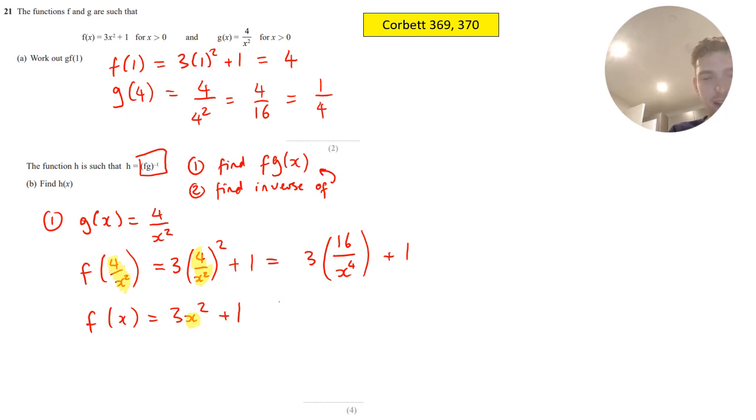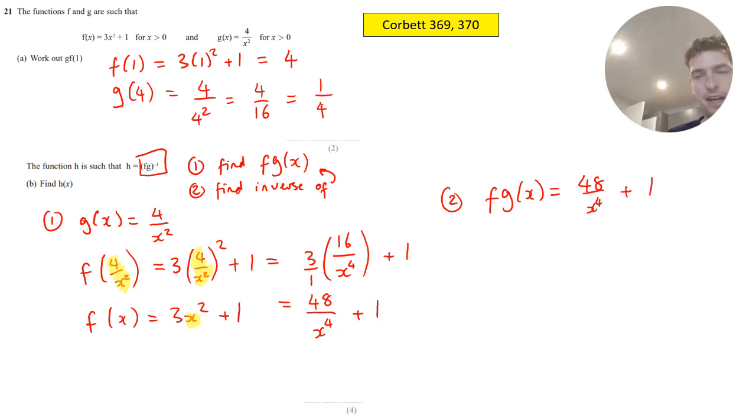Simplify this even further. Well, 3 times by 16 is 48. And I don't multiply the x to the power of 4 by 3, because remember, this is 3 over 1. Okay, so what have I got so far? What I have done is I have found f(g) of x, which is this thing here. I now need to find the inverse function of that.